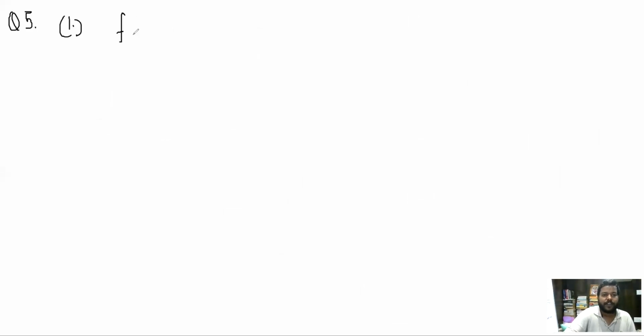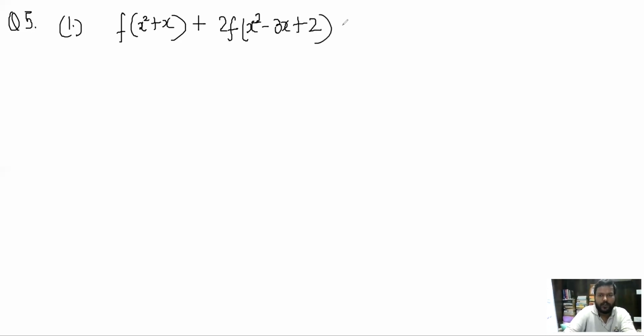The first part of it was f of x squared plus x plus 2 times f of x squared minus 3x plus 2 is equal to 9x squared minus 15x for all real x, and you have to find f of 2011.